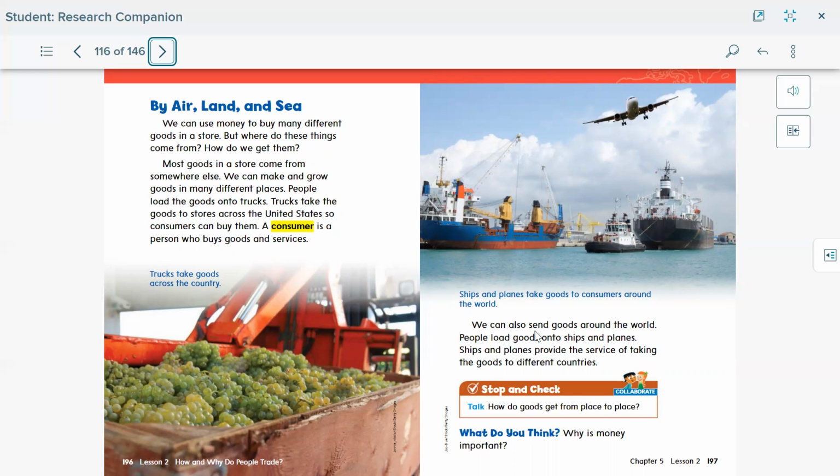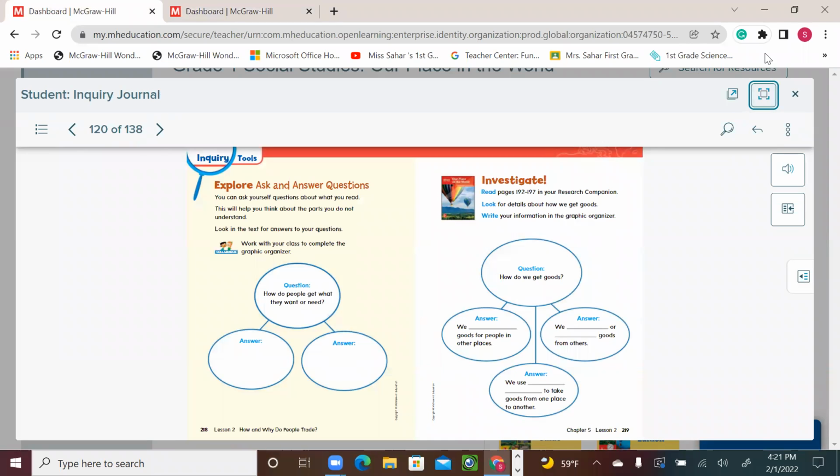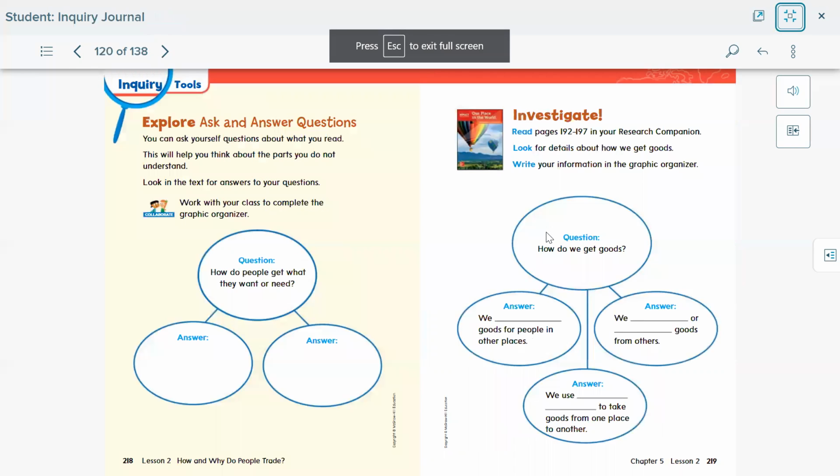Okay, so let's see what we have here. Let's go back to our book, page 219, and answer the question that we have. Question: how do we get goods? So we know that we can have different ways. We know that we can trade or buy. We can ship using trucks, planes, and ships. And then we also know that you can make it and grow it.